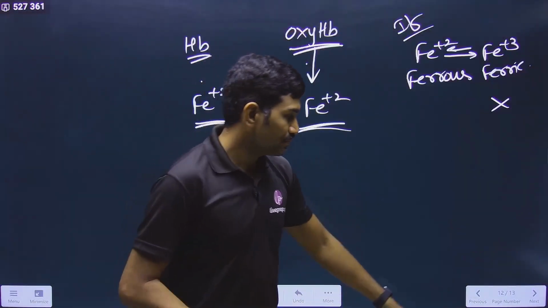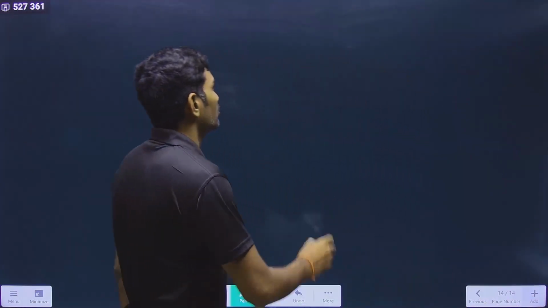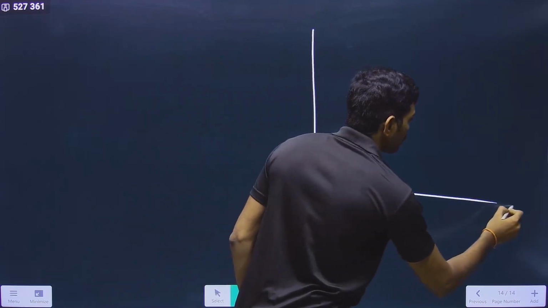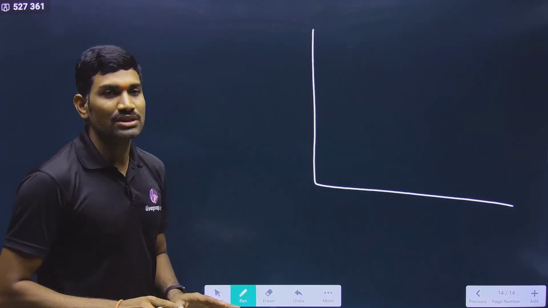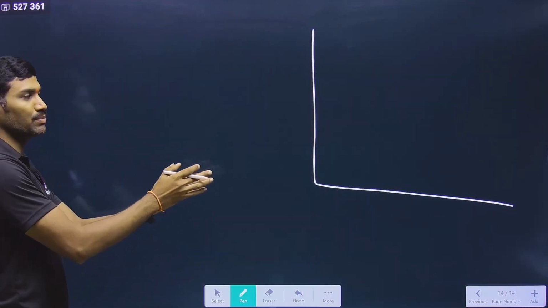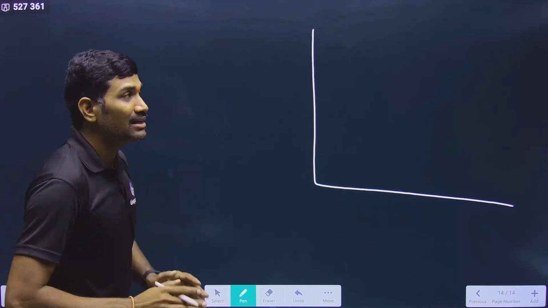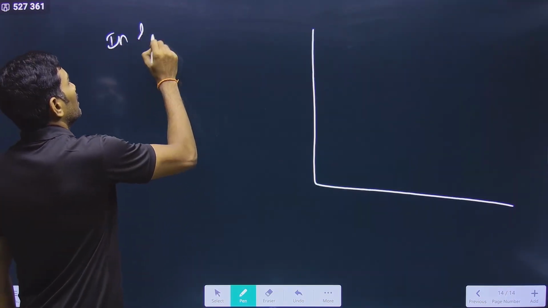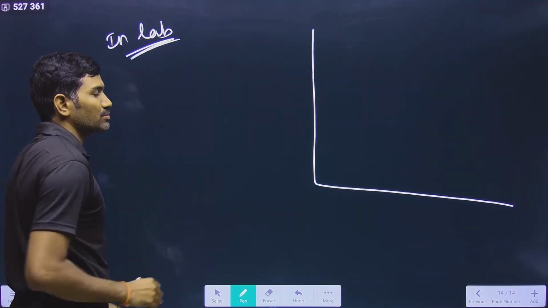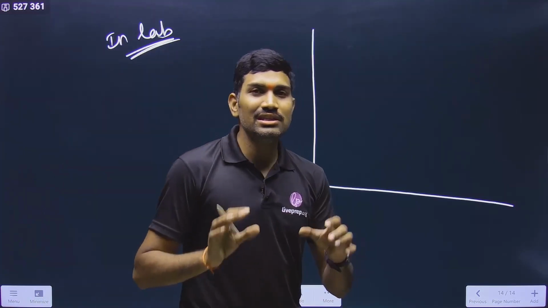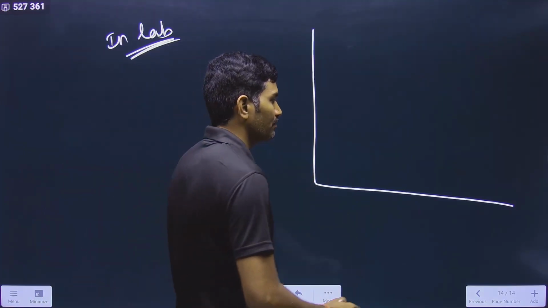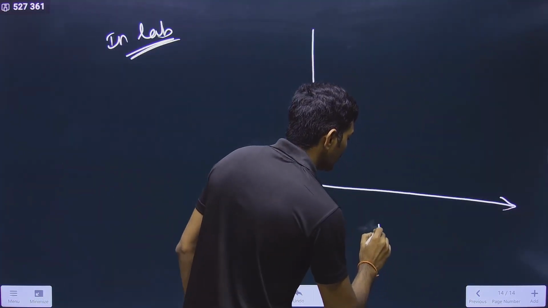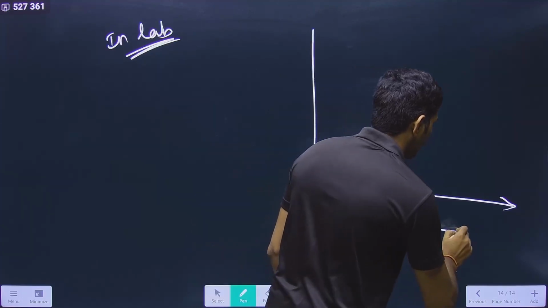Please understand this. This oxygen dissociation curve, we are actually performing in the laboratory. In this experiment, what we are doing is, on the x-axis we are maintaining the partial pressure of oxygen.